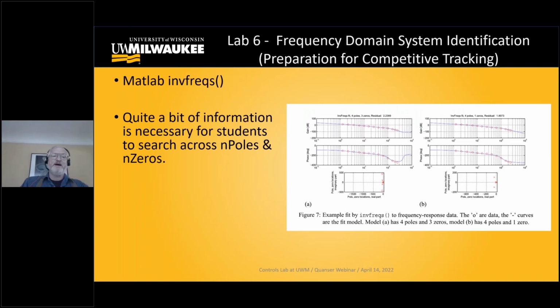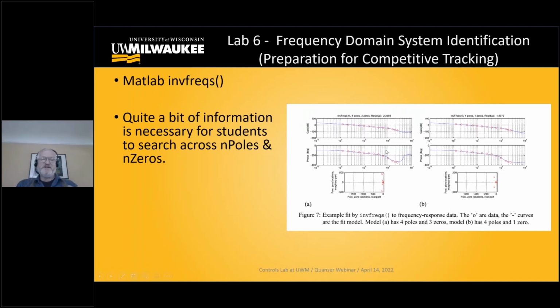So the handout, the tutorial materials, which are in the handout, are a bit lengthy, but walk the student through why a determination has to be made of how many poles and zeros are identified in the data. And that's actually what you're seeing in this figure. This is a figure from the lab handout. On the left, we have 4 poles and 3 zeros, and on the right, we have 4 poles and 1 zero.